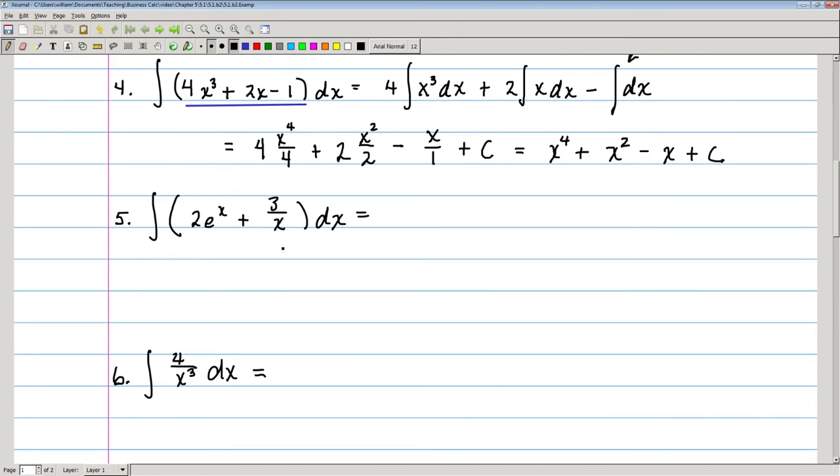We have a sum of 2, so the antiderivative of the expression 2e to the x plus 3 over x would be 2 times the antiderivative of e to the x dx plus 3 times the antiderivative of 1 over x dx. We know each of these. The antiderivative of e to the x is e to the x plus a constant, which we'll leave to the end, plus 3 times the natural log of the absolute value of x plus c.